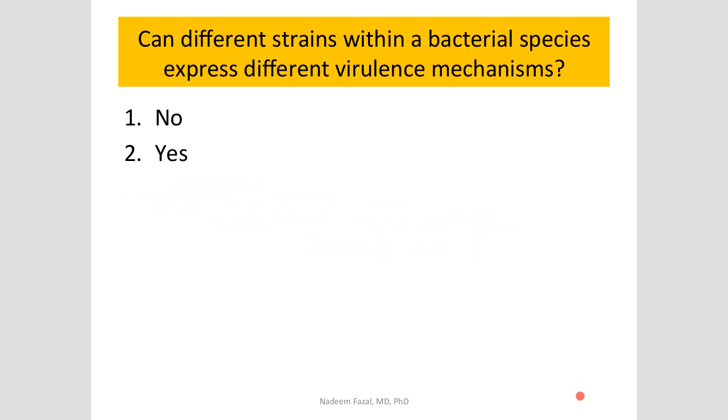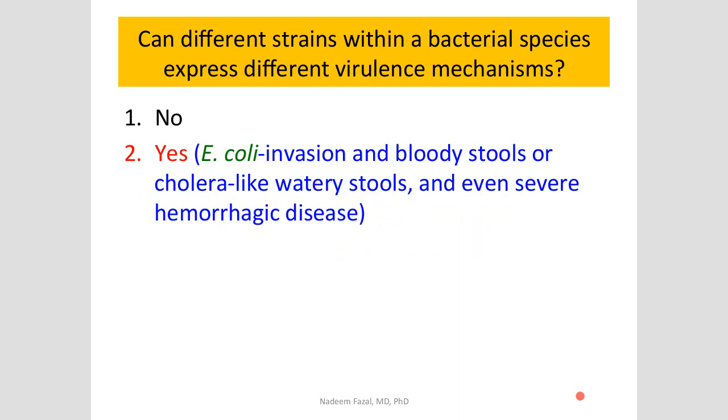Now, another question can be asked: can different strains of the same bacteria express different virulence mechanisms? Yes, because E. coli invasion and bloody stools are cholera-like. Different strains of E. coli will have different abilities, so within the one family we divide different strains. For example, if you remember the lining of the intestine, any bacteria which just attaches to the intestine will cause diarrhea. If it penetrates more, it's going to hit the blood vessel, so you have bloody diarrhea then. So the invasiveness of E. coli will determine the disease.